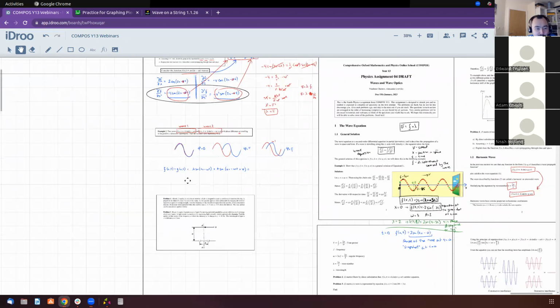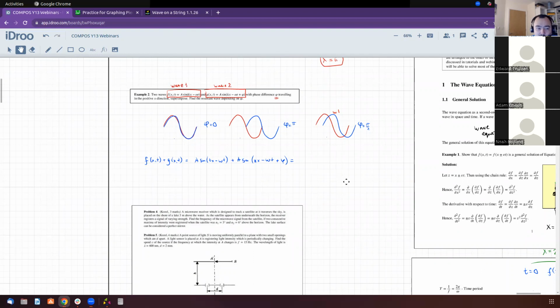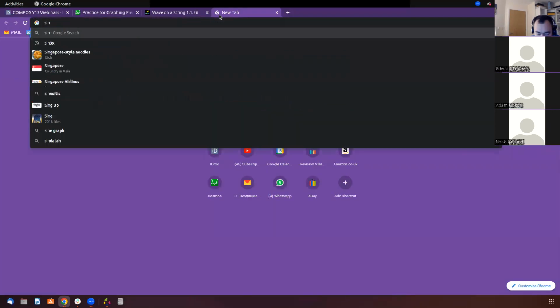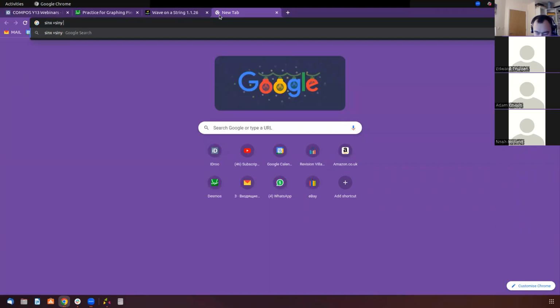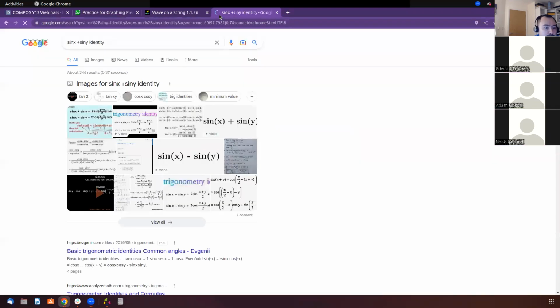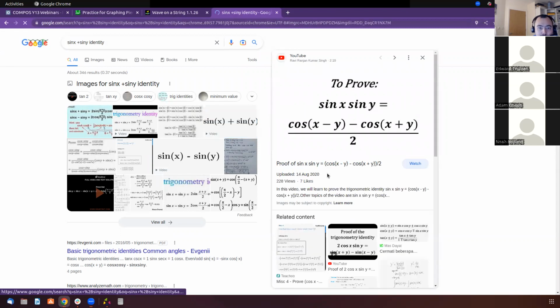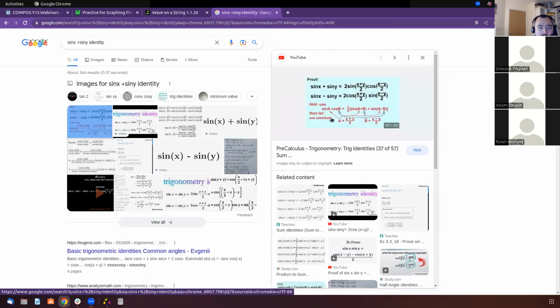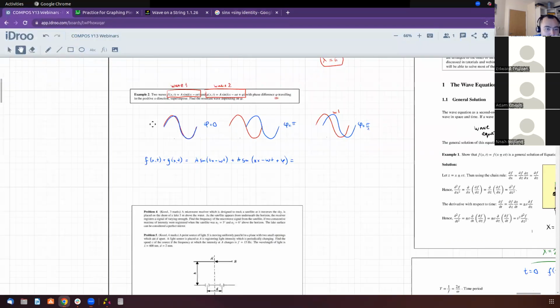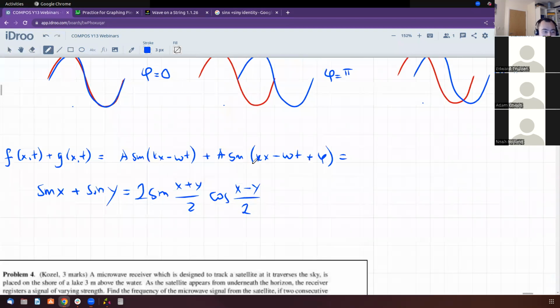Okay, so you need the trig identity for sine x plus sine y. Sine x plus sine y is equal to 2 sine of x plus y over 2 times cos of x minus y over 2. So we use this identity.